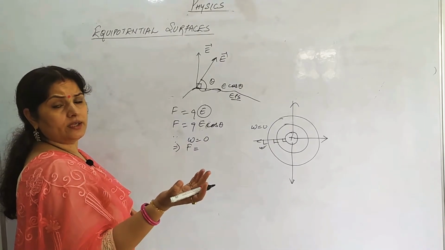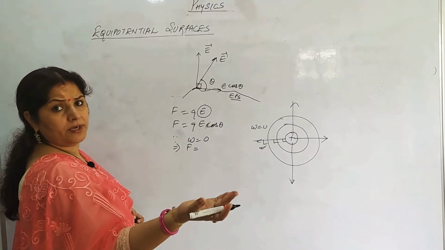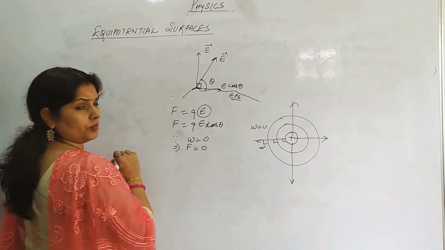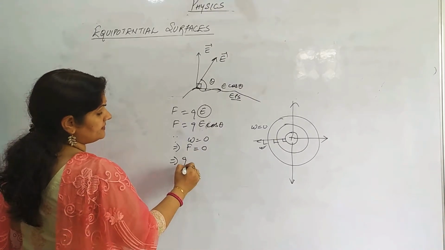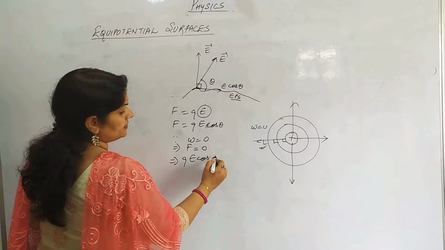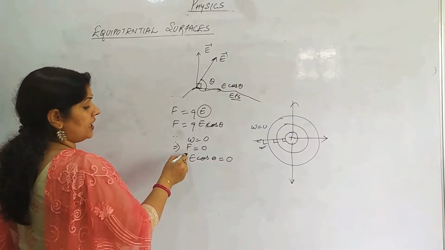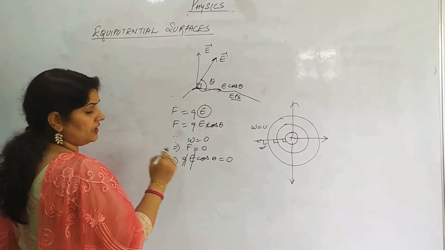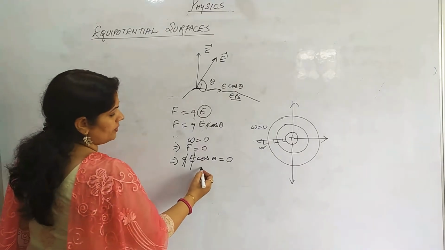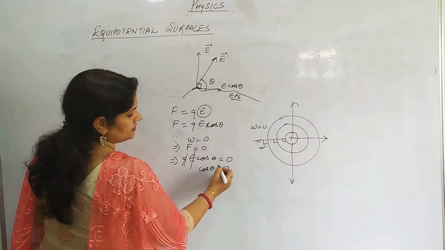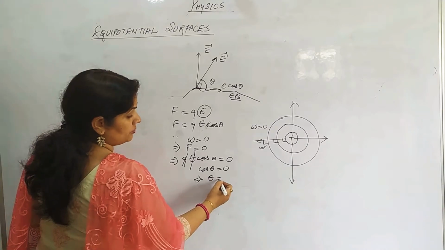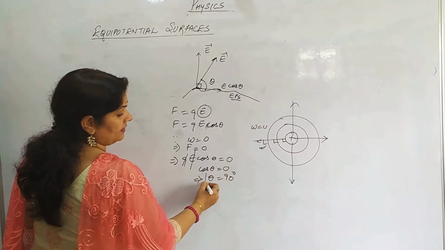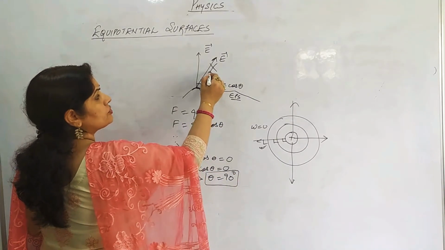Work done is 0, and work done is equal to force into displacement, so force will be 0. When force is 0, we may say that QE cos theta is 0. Now charge cannot be 0, electric field cannot be 0. What has to be 0 here? Cos theta has to be 0 here. It means how much has to be theta? Theta has to be 90 degrees.